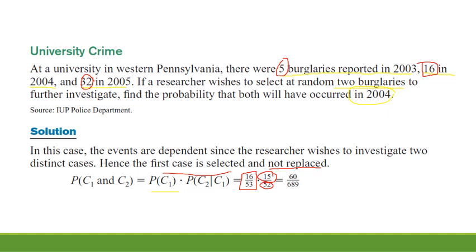So this is now the dependent event to the first. Okay. So that is now the first event times the second event, the probability of the second event after the first event had occurred. So this is now your answer, 60 over 689.